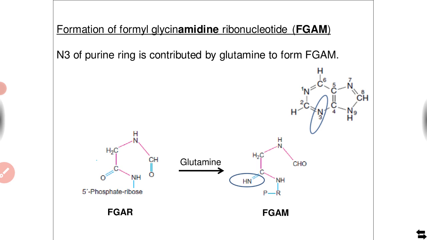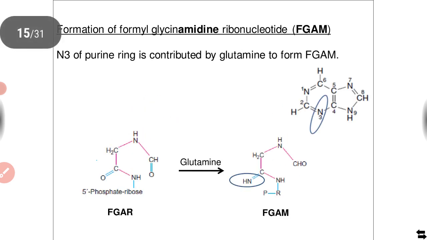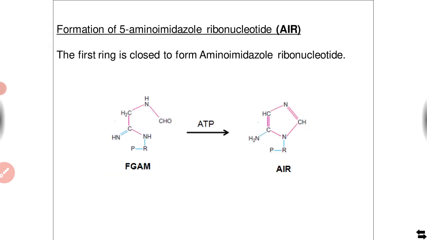The donor is glutamine. So the amino group of glutamine is added to C4 to form formyl glycinamidine ribonucleotide. Initially we had formyl glycinamide ribonucleotide, and on addition of the amino group, it becomes formyl glycinamidine ribonucleotide. What's the next step? Next is the closure of the imidazole ring, and this is by the enzyme cyclohydrolase.